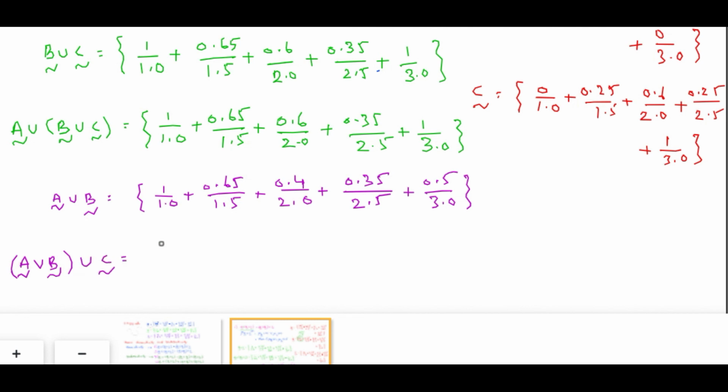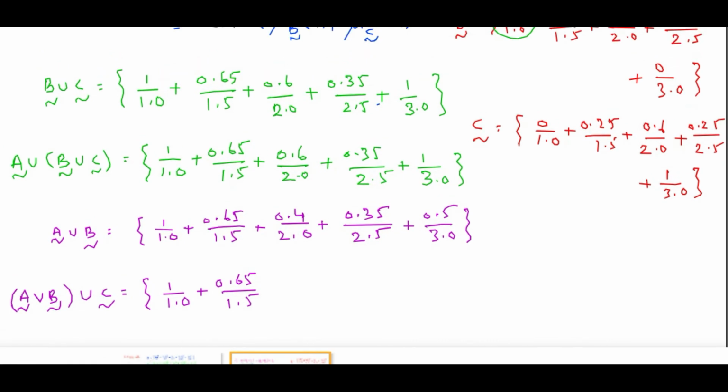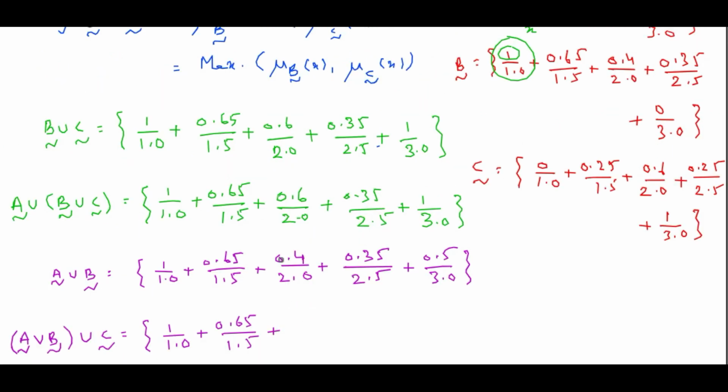union C, which is equal to, so this is A union B and this is C, so maximum of 0 and 1 is 1 plus maximum of 0.65 and 0.25 is 0.65. So maximum of 0.4 and 0.6 is 0.6. Similarly, maximum of 0.35 and 0.25 is 0.35. And maximum of 0.5 and 1 is 1. If you can clearly see here, this part and this part are same. Okay, you can see.